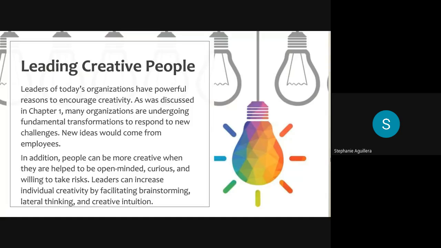Leading creative people. Leaders of today's organizations have powerful reasons to encourage creativity. As we discussed in chapter 1, many organizations are undergoing fundamental transformation to respond to new challenges. New ideas will come from employees. In addition, people can be more creative when they are helped to be open-minded, curious, and willing to take risks.